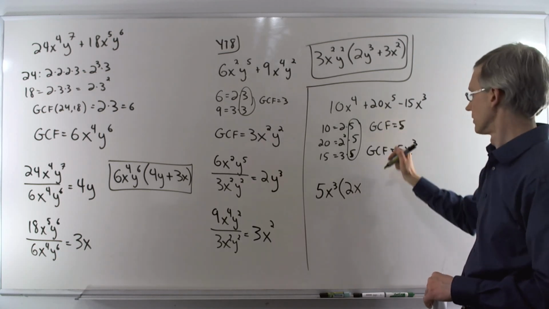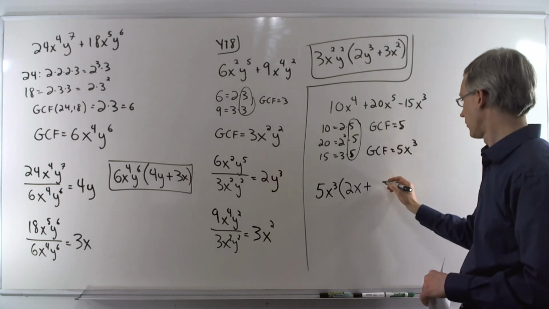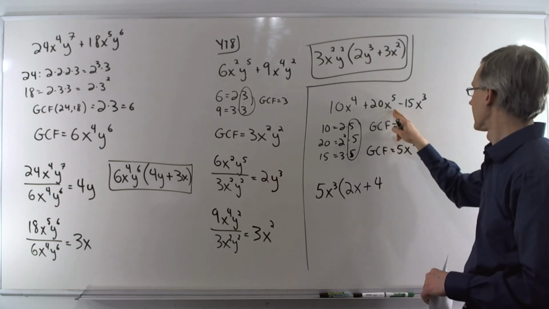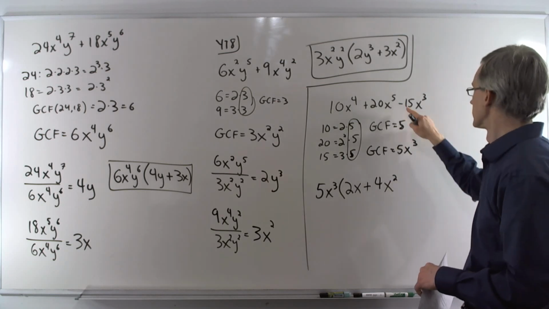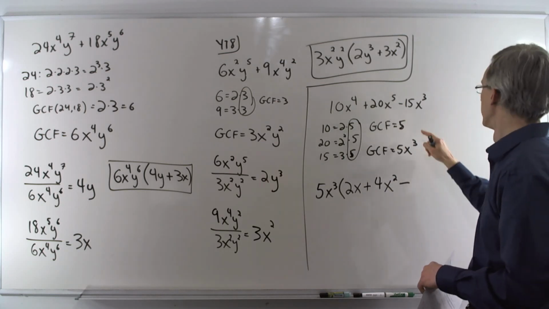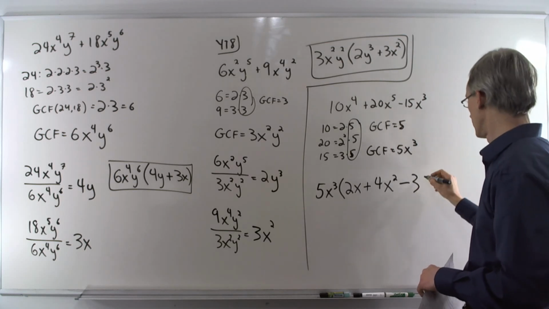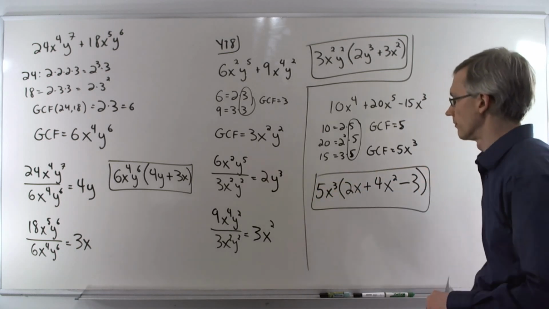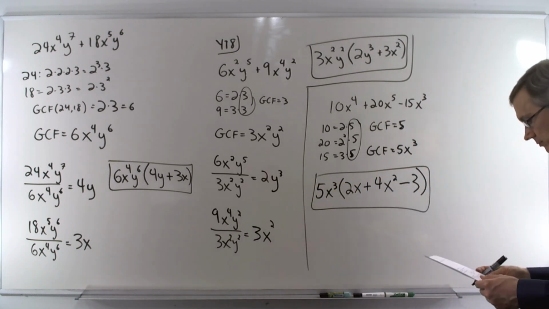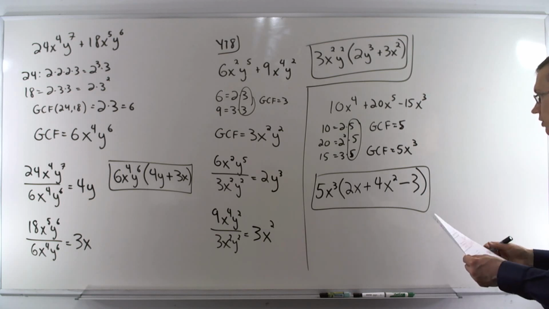All right, next term. Keep the sign, plus. 20 divided by 5 is 4. X to the fifth divided by x to the third is x squared. Subtract. 15 divided by 5 is 3. X to the third divided by x to the third is 1. So there is your factored form. Your turn, number 9.